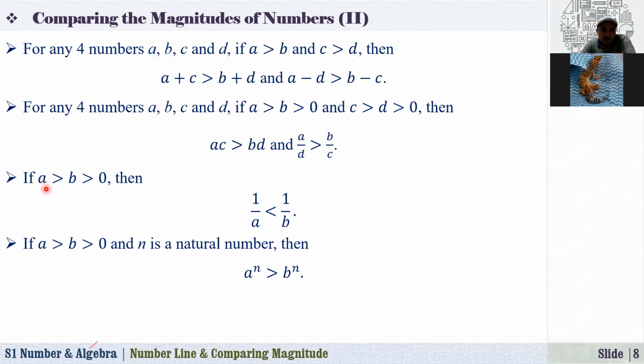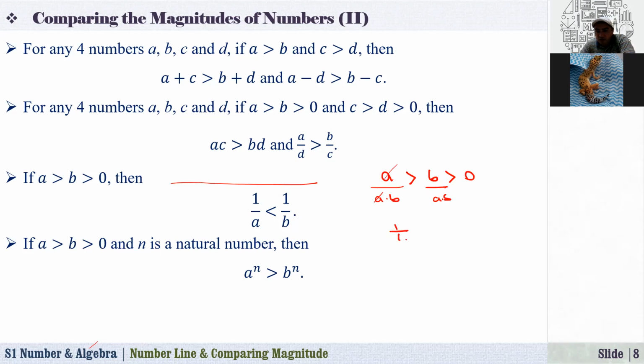And how about if A is greater than B and B is greater than 0? If you divide 1 by A, let me write here. Since A is greater than B and B is greater than 0, both are positive. So now I can just divide both sides by A times B, because using the first property, if you divide by positive numbers, it doesn't change anything. So now this A cancels.